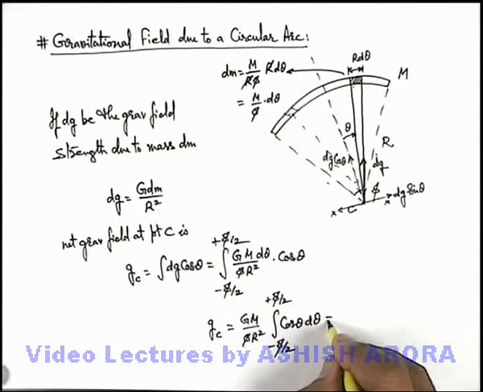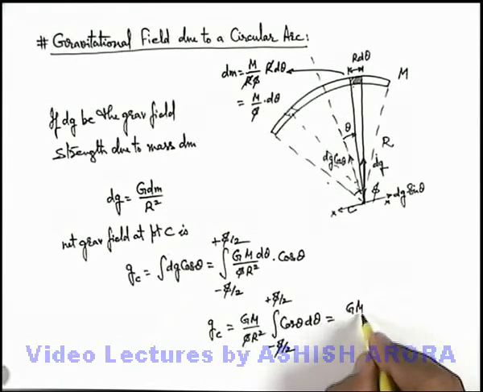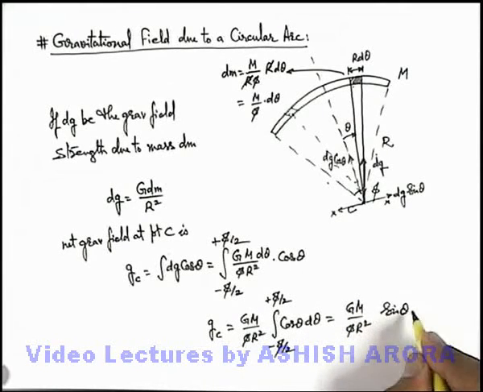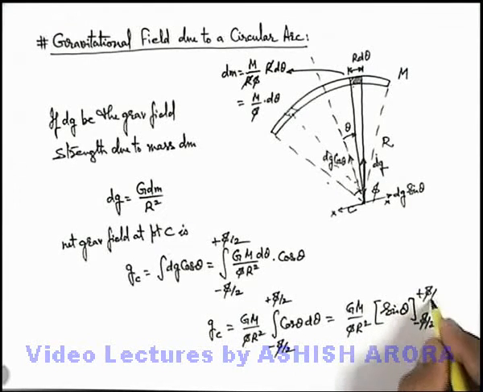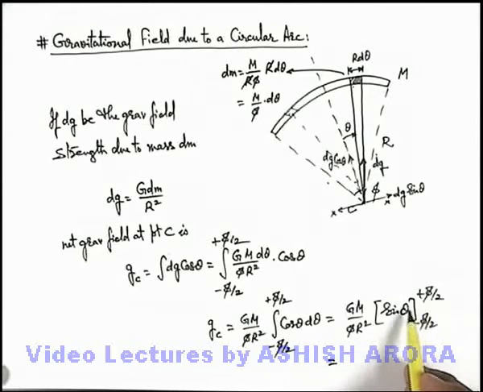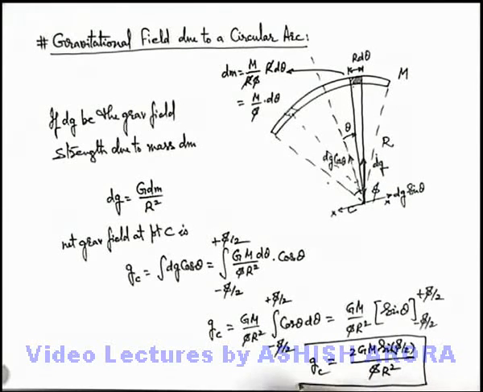So on integrating, we are going to get G m by phi r square times the integration of cos theta, which is sin theta, and we apply limits from minus phi by 2 to plus phi by 2. On simplifying, it is sin phi by 2 minus of minus sin phi by 2, which will be 2 sin phi by 2. So the result will be 2 G m sin phi by 2 upon phi r square. This is the gravitational field at the center due to the circular arc.